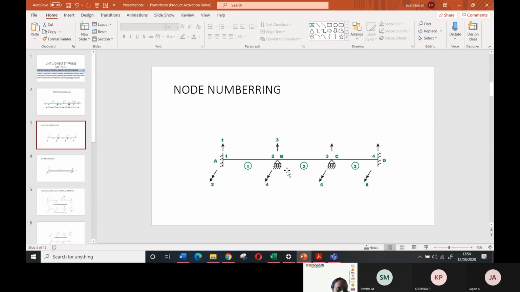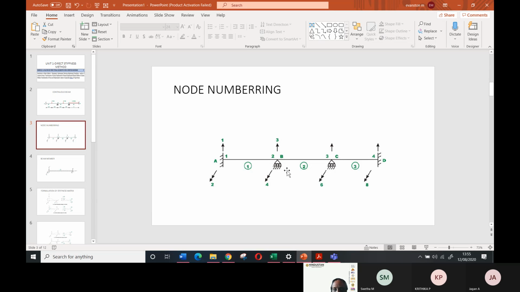There are different types of supports: fixed support, hinged or simple support, and roller support. Can you note it down? Note down the different types of support. The first one is the simple support.